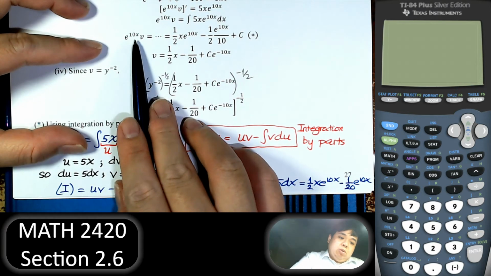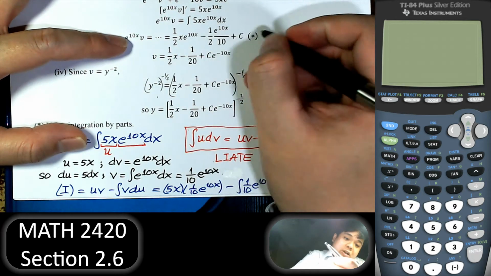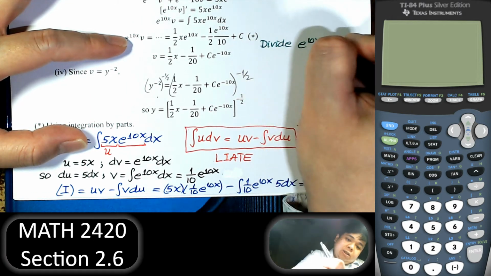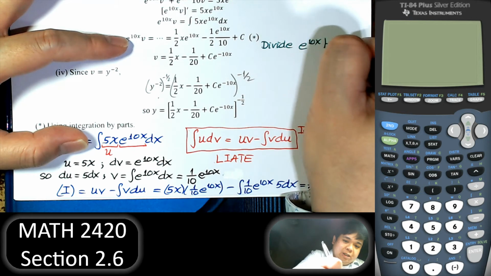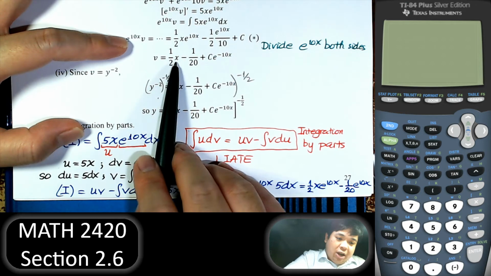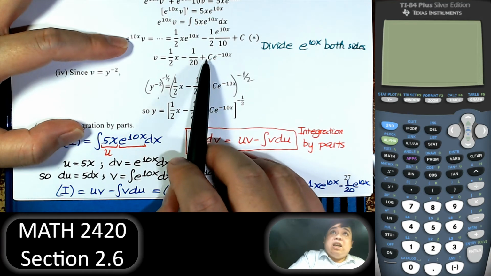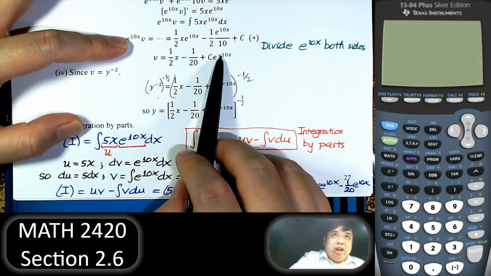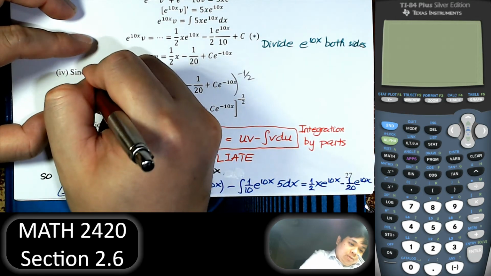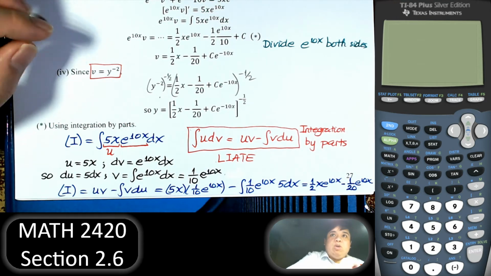And then to solve for v by itself, we divide both sides by e to the 10x. So when we do that, e to the 10x cancels out, and c divided by e to the 10x is like c multiplied by e to the negative 10x, and that's what we have finally. v is y to the negative 2, and then we get y by itself. That's what we have.